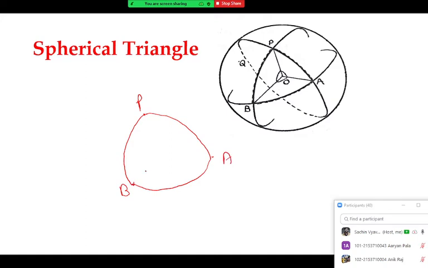So that is about our triangle. Obviously this PB is one of the arcs of a great circle. PA is another arc of a great circle, and AB is the third arc of a great circle. So the intersection of the three great circles gives us the spherical triangle. How many components are there to this triangle? How many things do we have for a triangle? You learnt that in plane trigonometry also.